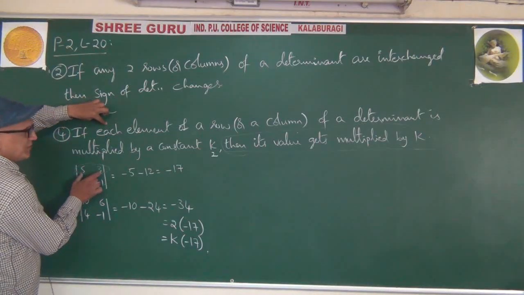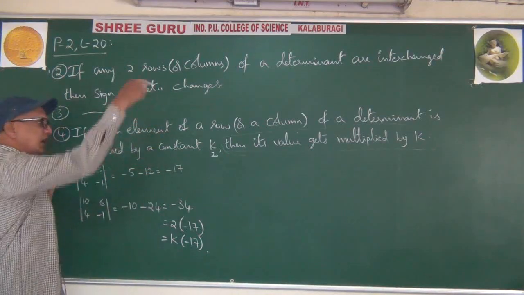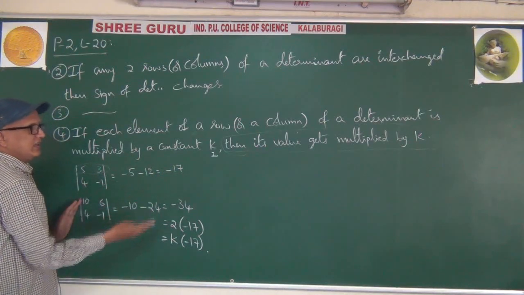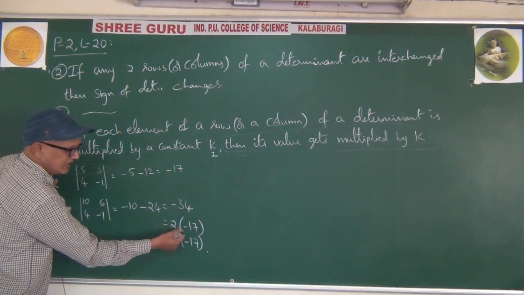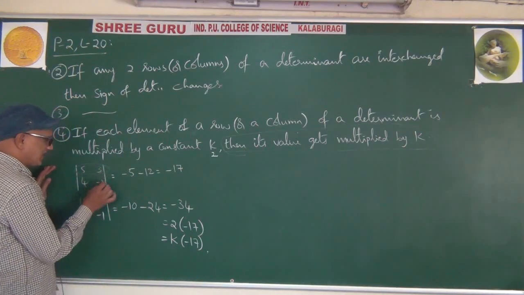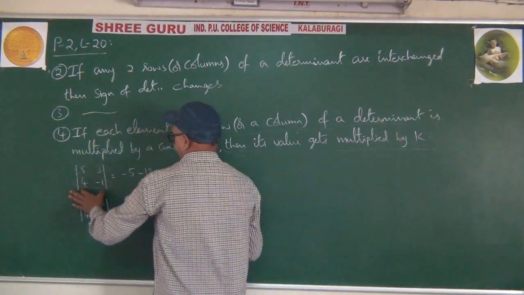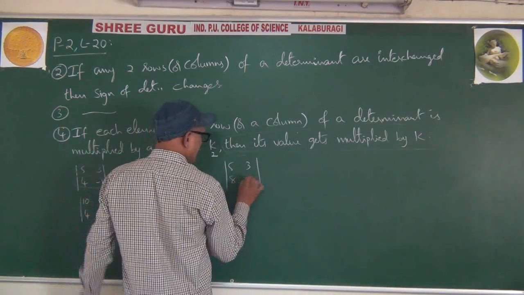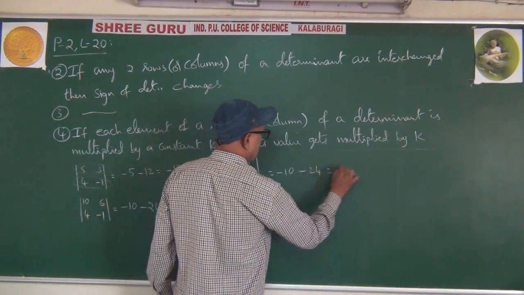If each element of a row of a determinant is multiplied by a constant 2, then its value gets multiplied by k. Suppose you have multiplied this row with 2, same answer. Let us multiply the second row with 5, 3: 2 4s are 8, 2 into minus 2, 5 into minus 2, minus 10, immediately minus 24.